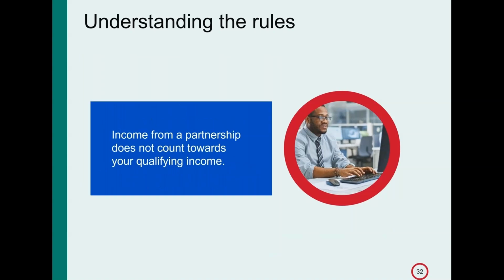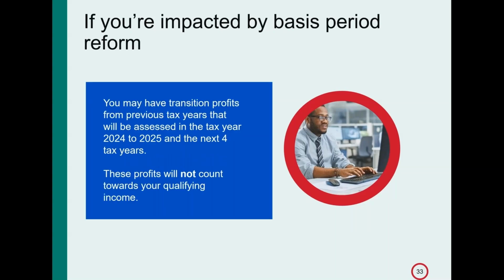Income from a partnership does not count towards your qualifying income. You may have transition profits from previous tax years that will be assessed in the tax year 2024 to 2025 and the next 4 tax years. These profits will not count towards your qualifying income.